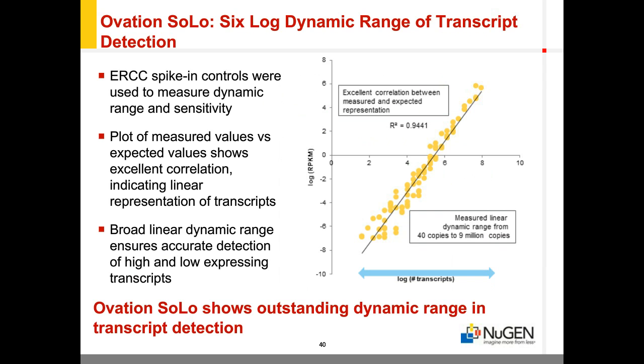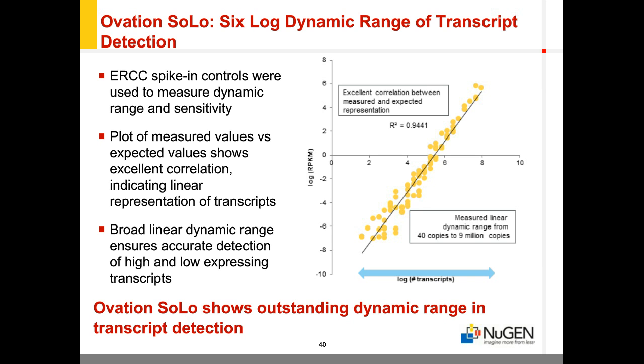To measure the dynamic range of transcript detection, we performed an experiment using ERCC spike-in controls. ERCC spike-in controls are a set of in vitro synthesized transcripts that are present at known molar concentrations. This mix can be spiked into a background RNA template of choice and used to test efficiency of detection across their broad spectrum of starting concentrations. In this experiment, we spiked the ERCC mix 1 into 1 nanogram of HeLa RNA, then generated Solo libraries from that mixture.